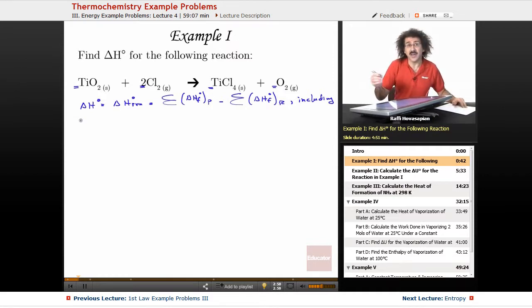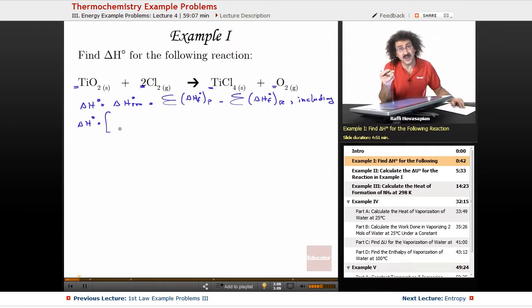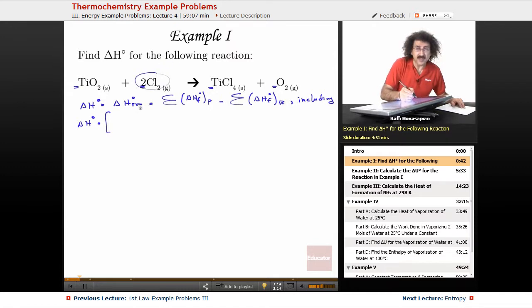So let's just go ahead and calculate this. And again, all we need is a table of thermodynamic data. So we have delta H is equal to, now delta H for elements in their standard state is 0. So this is chlorine gas, Cl2, so that's going to be 0, and O2 gas, so that's going to be 0. So we only have to worry about that one and that one right there. So when we look up the enthalpy for the TiCl4, we have minus 803 kilojoules per mole times 1 mole.